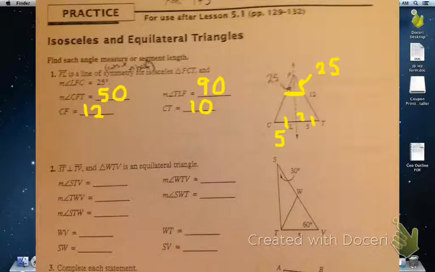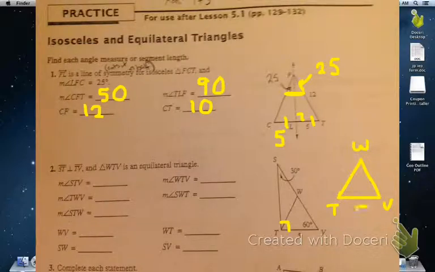For problem number 2, we've been given that ST is perpendicular to TV. So if it's perpendicular, that creates a 90-degree angle. We've also been given that WTV is an equilateral triangle. So all of its sides and all of its angles are equal. So if I draw a little bit bigger over here so you can see it, WVT, all of its sides and all of its angles are equal.